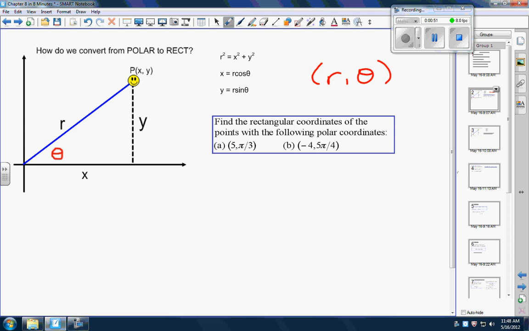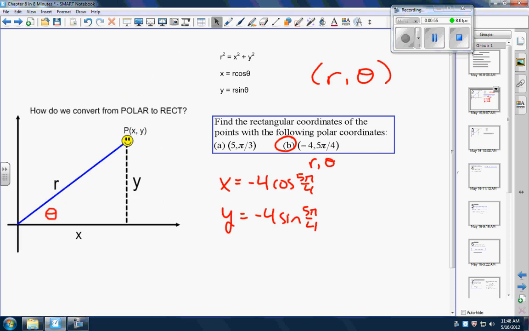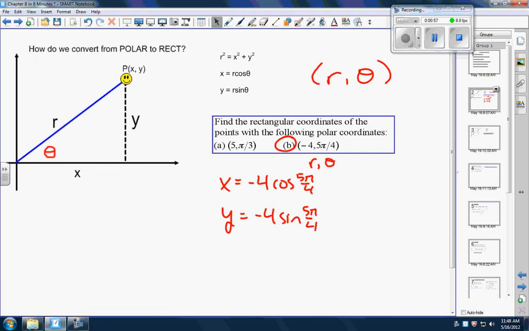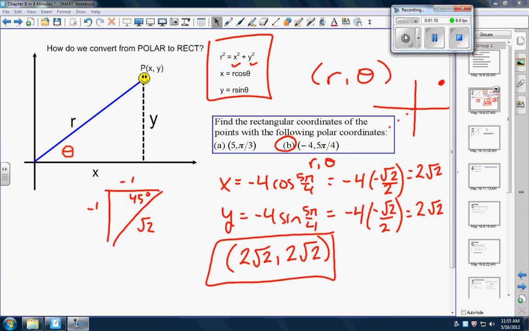So let's take, we'll do B here. Using the equations we came up with from our picture, we see all we have to do is plug in an r and plug in a theta for each x and y, and now we just need to evaluate this. So once it's set up, all we got to do is plug things in.